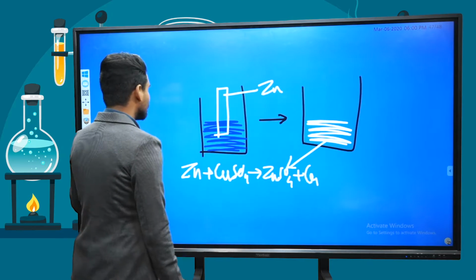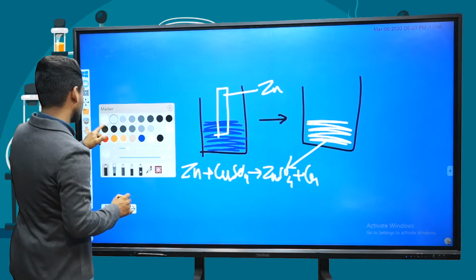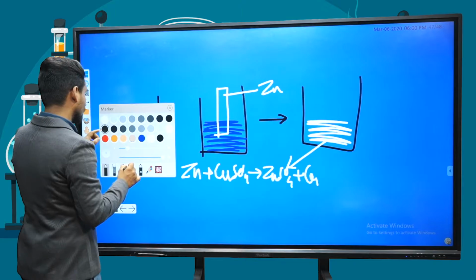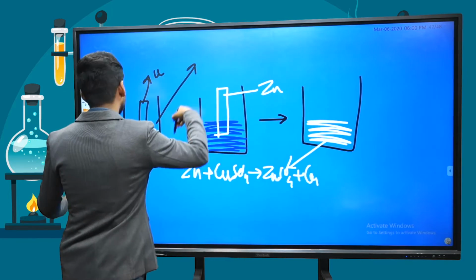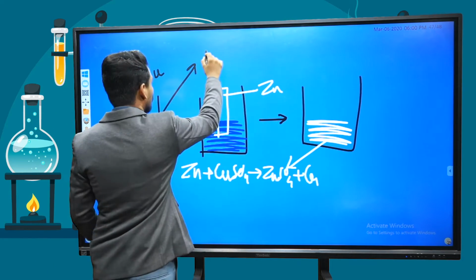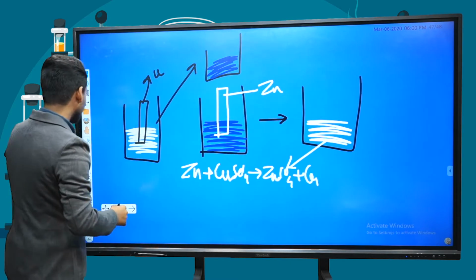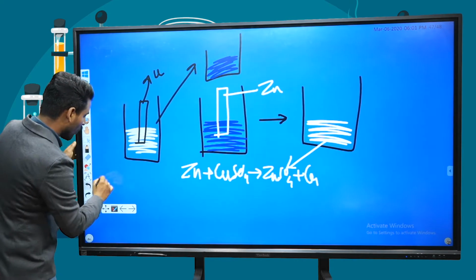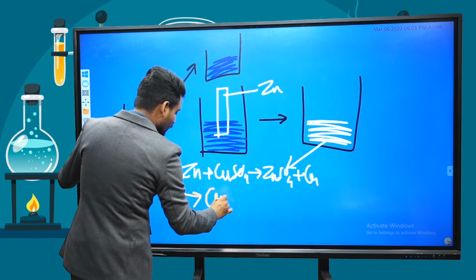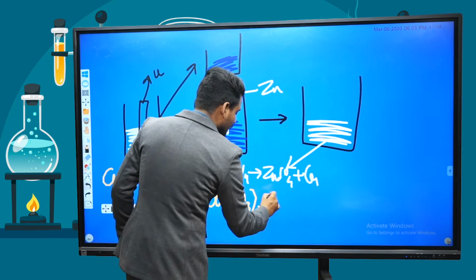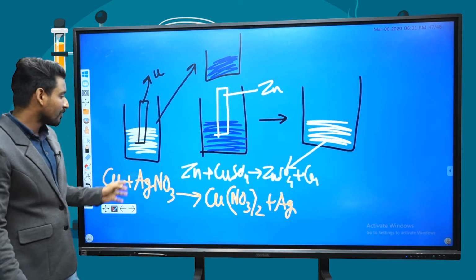If you take another solution, silver nitrate solution, and place copper inside it, what happens? The solution is converted to blue. How is that converted to blue? Copper replaced silver. This is the reaction: copper plus silver nitrate gives copper nitrate, Cu(NO3)2, plus silver. So let us conclude: zinc can replace copper and copper can replace silver.